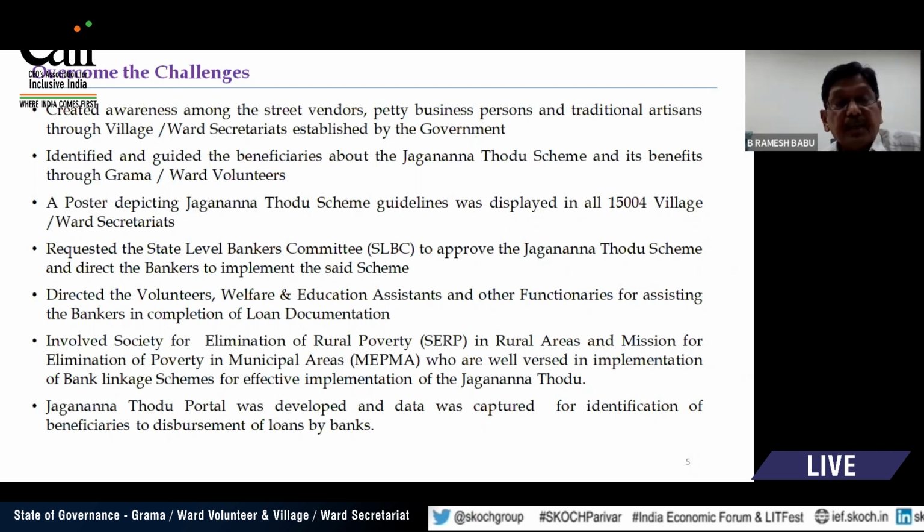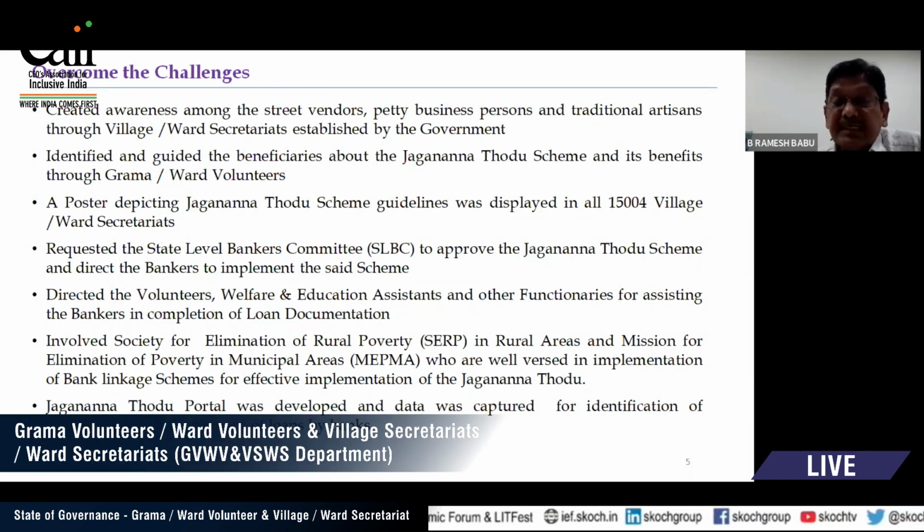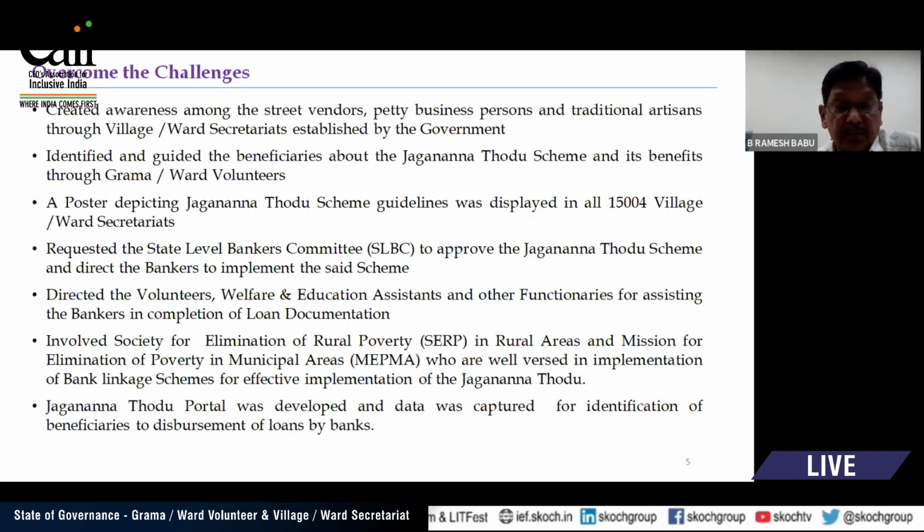On the banker side, we requested the State Level Bankers Committee to approve the Jagananna Thodu scheme guidelines and direct the bankers to implement the scheme. The scheme came suddenly, with lakhs of applications, and bankers also needed some staff. That's why we directed our volunteers and welfare and education assistants to assist the bankers in completion of the loan documentation.